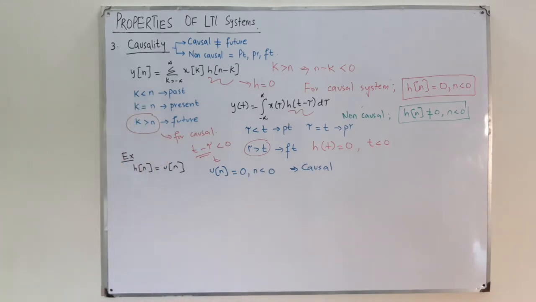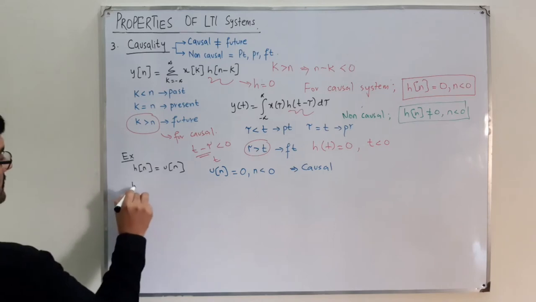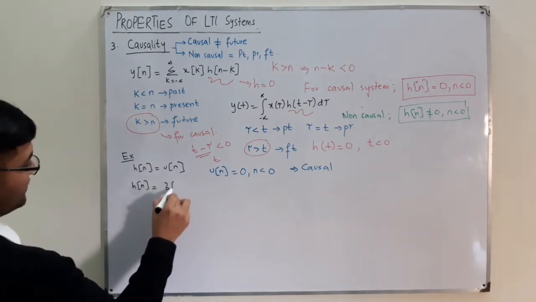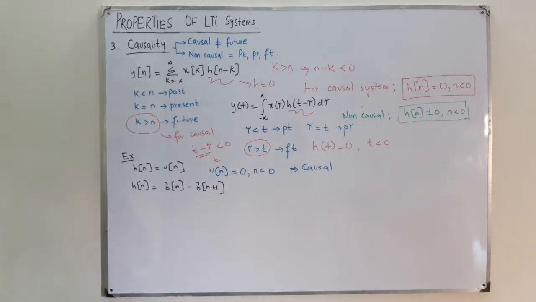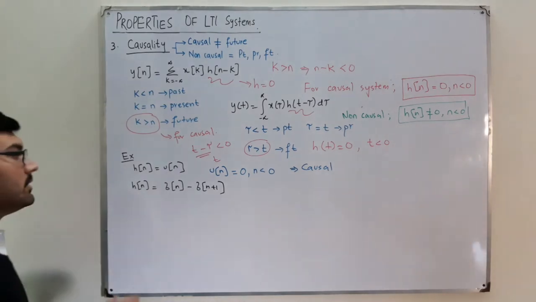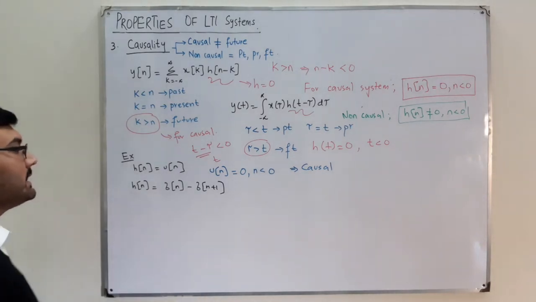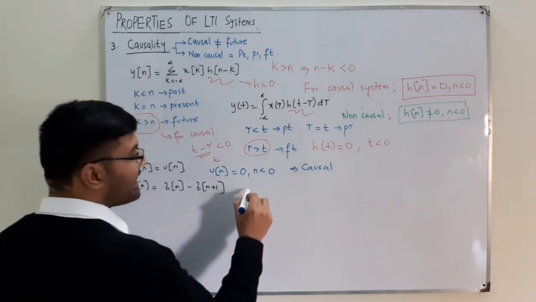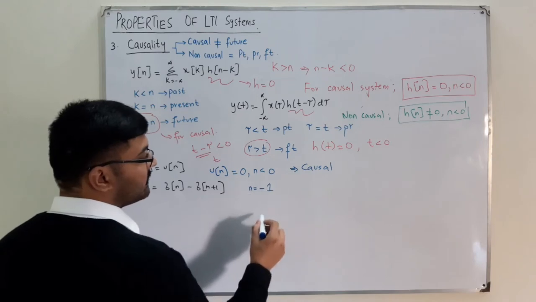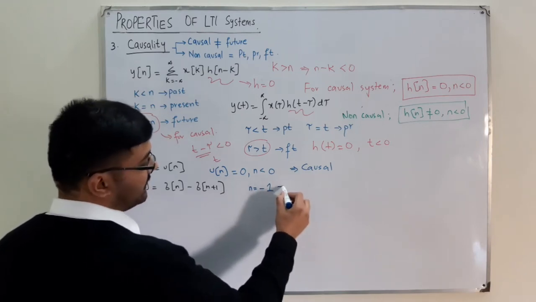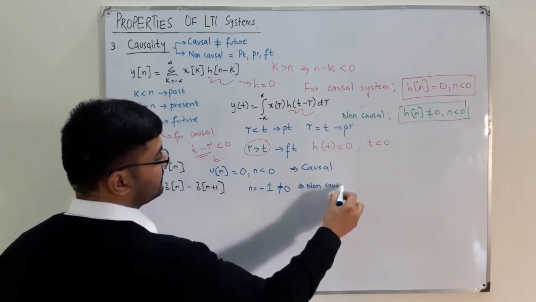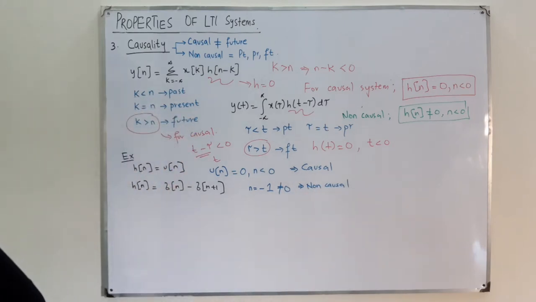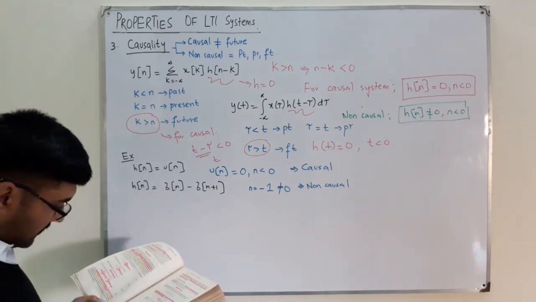Similarly, we have another function. The impulse response is given as h of n, which is, let's say, delta of n minus delta of n plus 1. Have a look. We have a function consisting of two impulses. One impulse is lying at the negative side. We have a value at n equal to minus 1, which is a non-zero value. So this system is a non-causal system. Causality is done.